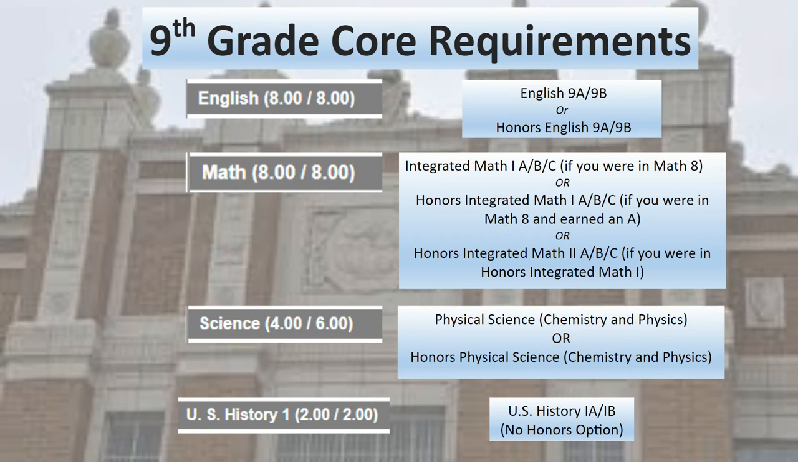For science next year, under the science heading, it should preload your physical science, physics and chemistry, or like with the English, your student can remove that and do the honors physical science, physics and chemistry, but next year your learner will be doing physical science. The last core requirement for 9th graders is U.S. History 1. There is no honors option, so all of our freshmen take U.S. History 1A and 1B.